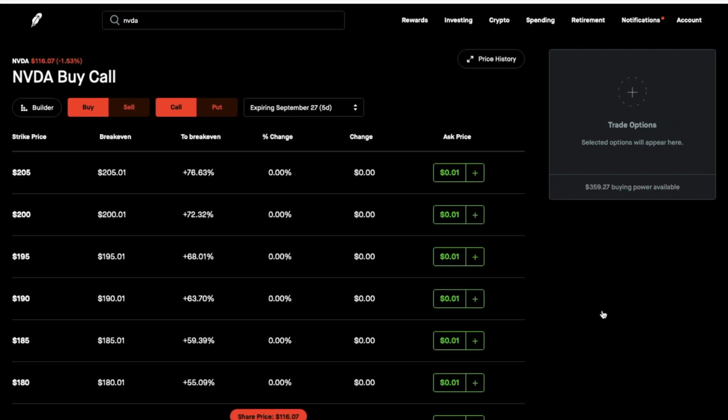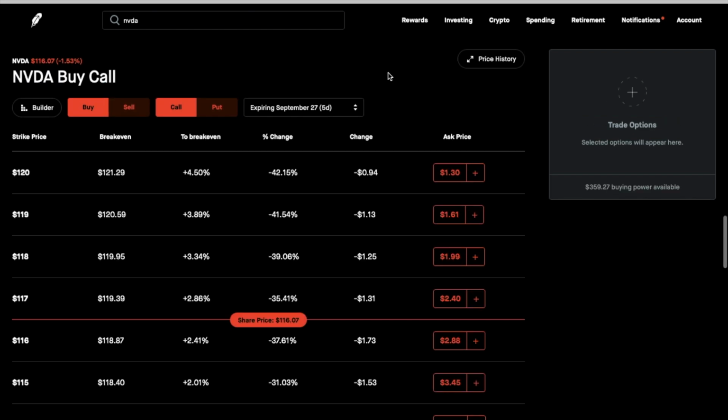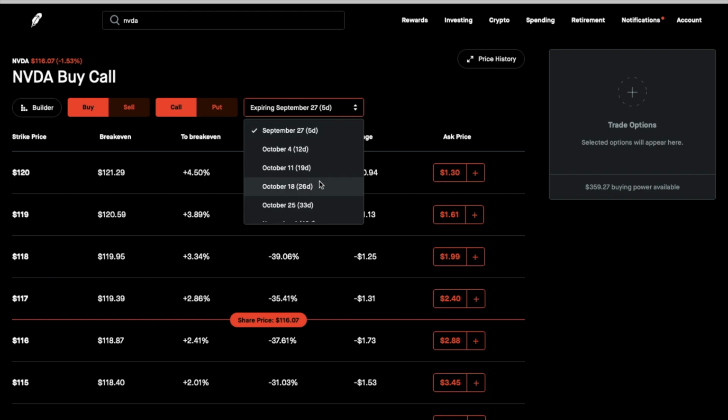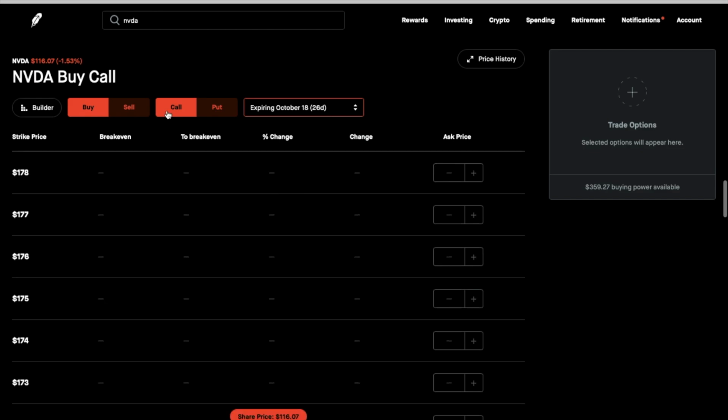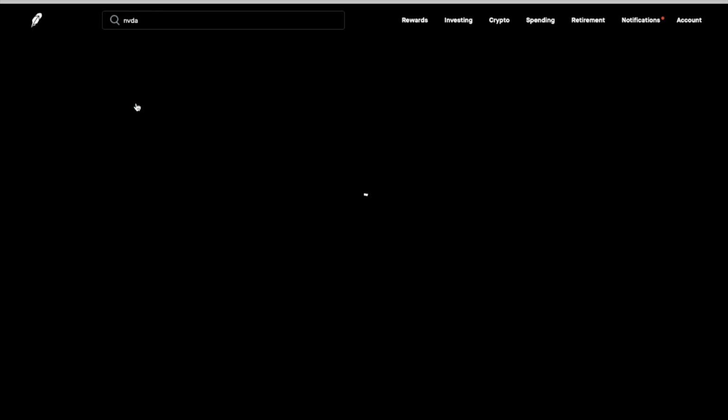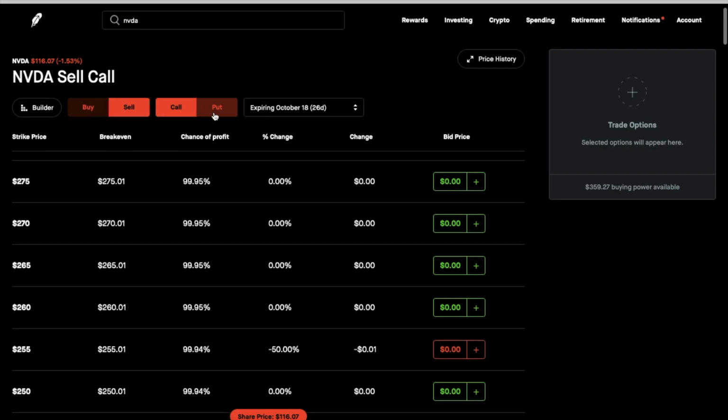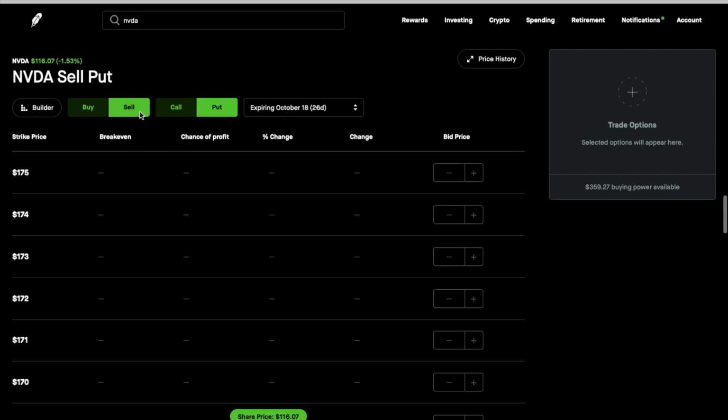It is Sunday, so this of course isn't completely up to date. This was as of Friday. So I'll use this as a reference and show you what expirations I'm picking. If I hit expiration date, I'm going to go out 26 days, and the ones I'm selling right now are October 18th. If I click sell at the top, and then put, I hit these tabs.